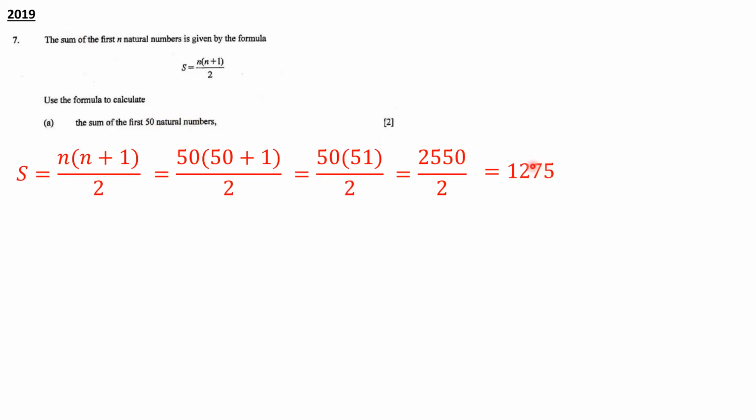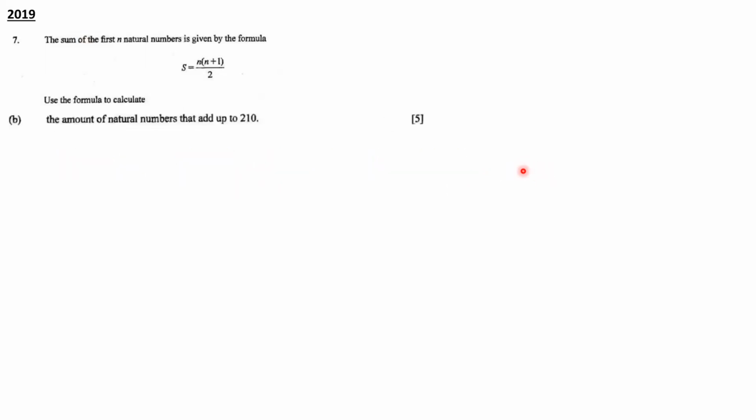So that's adding up 1, 2, 3, 4, 5, 6, 7, 8, 9, 10, adding all of them up, all the way up to 50, and you should get 1,275. That's what this is saying. Okay, so the question now says, use this formula, the formula above, to find out the amount of natural numbers that add up to 210.